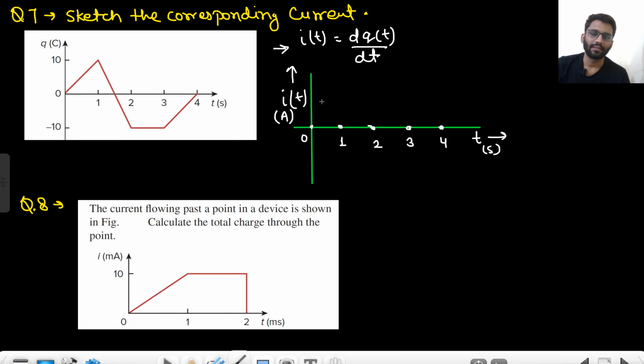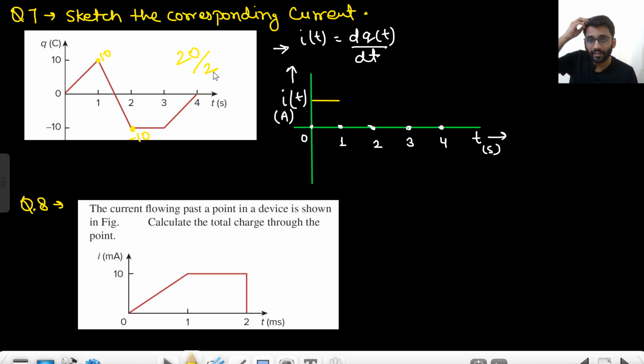Okay, so the current is 10 ampere. For 1 to 2 second, what is the value of slope? 20 by 2, 10. How will you calculate the slope? Here we have 10, here we have minus 10. 10 minus 10, 20 by 2.